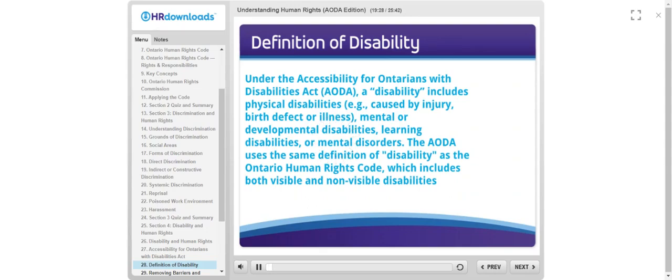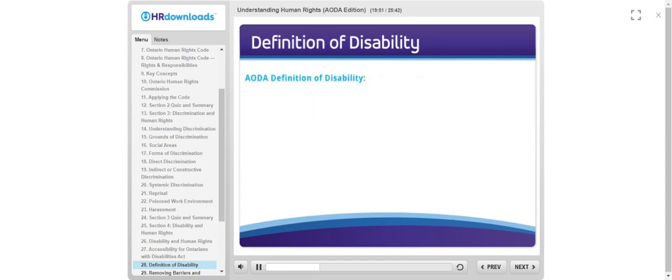Under the Accessibility for Ontarians with Disabilities Act, AODA, a disability includes physical disabilities, for example caused by injury, birth defect or illness, mental or developmental disabilities, learning disabilities, or mental disorders. The AODA uses the same definition of disability as the Ontario Human Rights Code, which includes both visible and non-visible disabilities. AODA definition of disability.